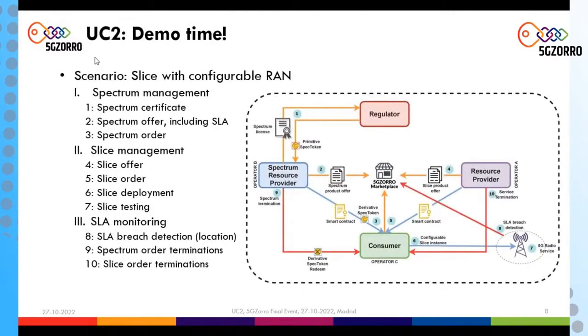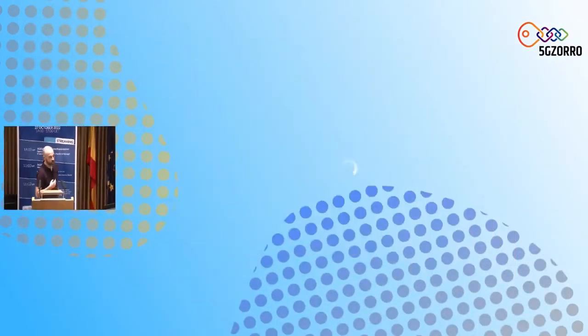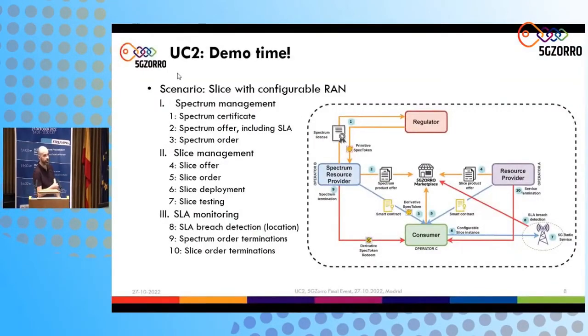So now it's time for the demo. We have prepared three different videos showcasing different operations related to this use case 2. The first one is related to spectrum management. You will see all the part related to spectrum certificate generation, the generation of the primitive spec token, the generation of the spectrum offer, including the SLA, and ordering this spectrum offer, which triggers the generation of the derivative spec token. Then the part of slice management: the offer, the order, the deployment, and also the testing.